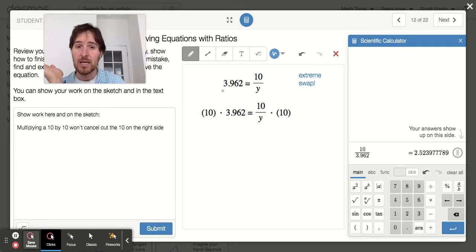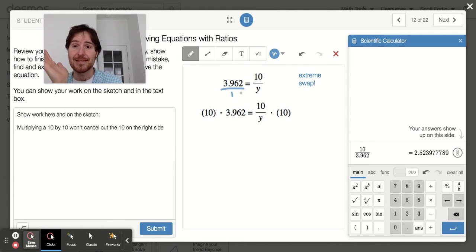The easiest way for me to do it is to think about this as a proportion. 3.962, well, that's a tangent because your opposite side is 3.962 times larger than your adjacent side, 3.962 to 1. So here, opposite side, 3.962, is larger than your adjacent side, 1, the y here. You have to figure out what y is to make this a 3.962 to 1 ratio, not a 10 to whatever ratio. So here, I would swap the extremes.